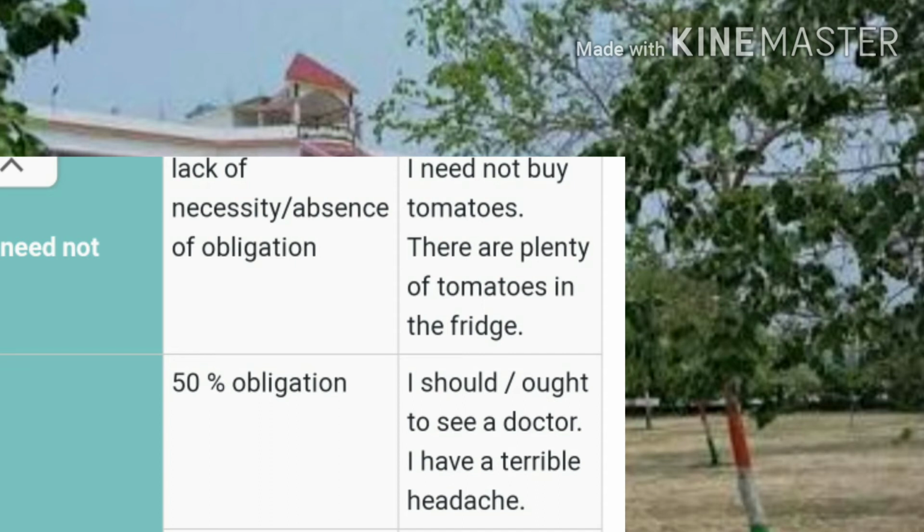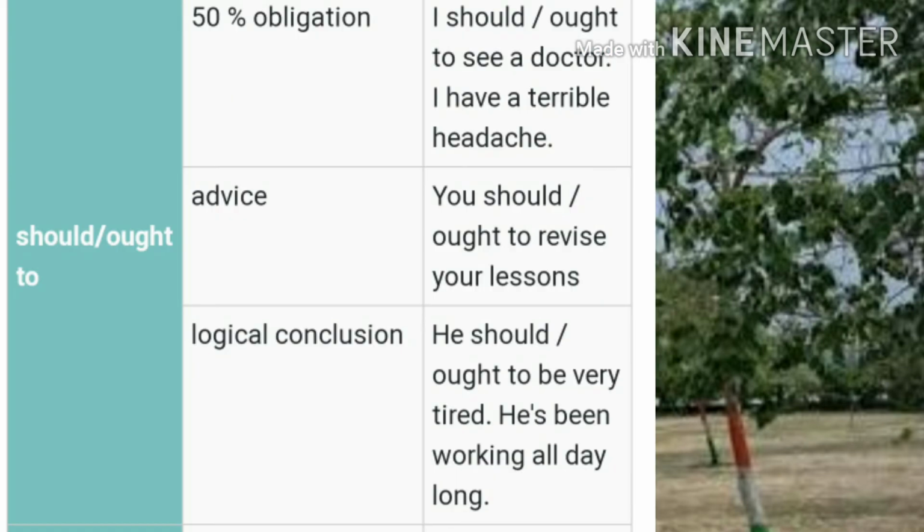50% obligation, that is, I should or ought to, you can say, see a doctor. I should see a doctor or I ought to see a doctor. I have a terrible headache. Then for advice, you should revise your lessons or you ought to revise your lessons. In both cases, in case of advice, you use like that.